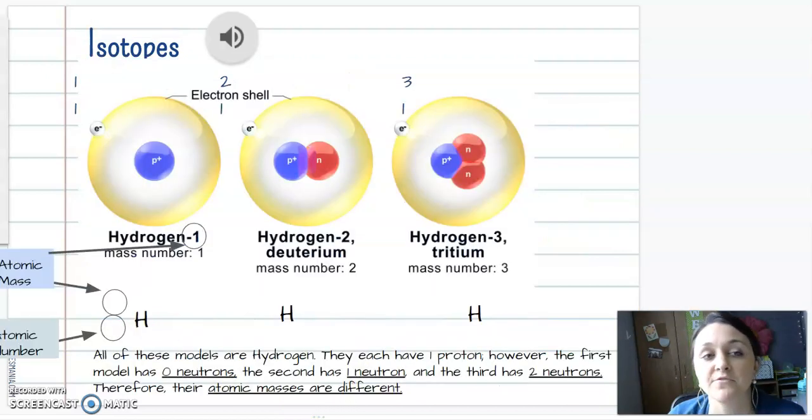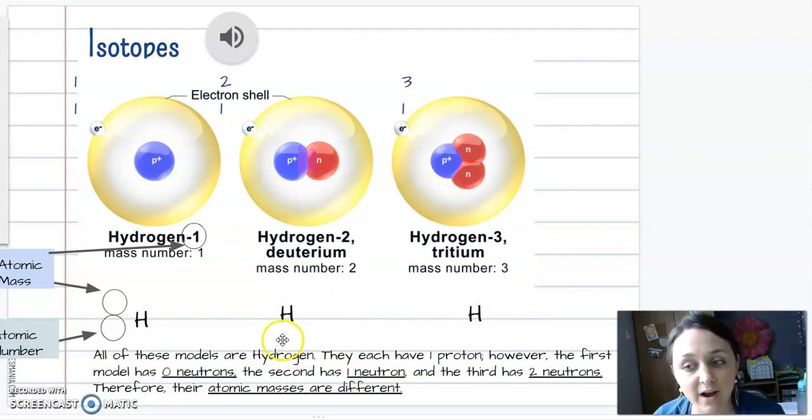Okay, so for isotopes, the first thing I want you to do is click on this speaker right here. It's going to tell you a lot of really important information about isotopes. You can see all of these atoms, they're isotopes of each other, but how do we know that? We know that they're isotopes of the same element because, in order to be the same element, what has to be the same? The protons. That tells you which element you have. I've got 1 proton, 1 proton, 1 proton. So all 3 of them are hydrogen because hydrogen has atomic number of 1.